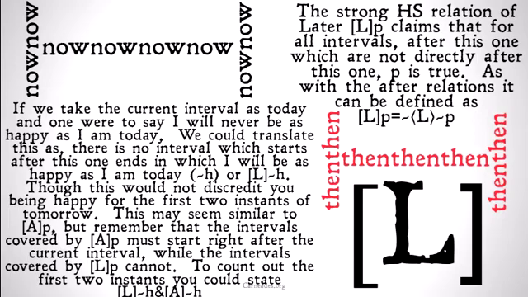Though it's important to note that this would not discredit you being happy for the first two instants of tomorrow, but it would discredit you for being happy for any instant following that. This may seem similar to AP, but remember that the intervals covered by AP must start right after the current interval, while the intervals covered by LP cannot. To count out the first two instants, you could state both L not H and A not H.